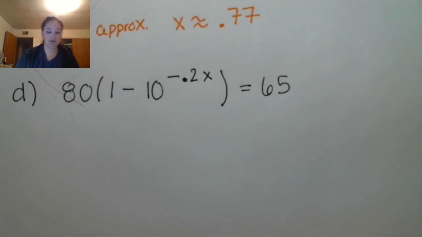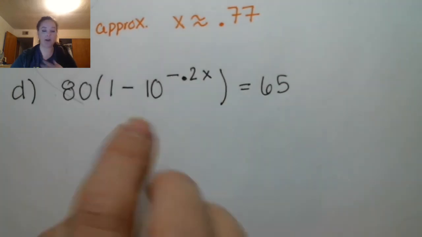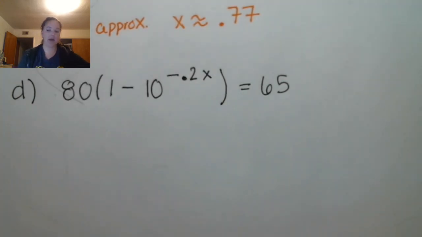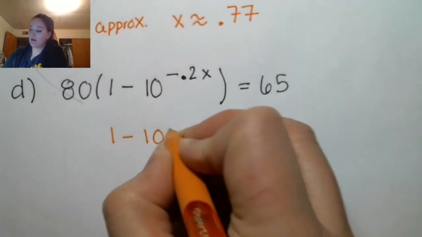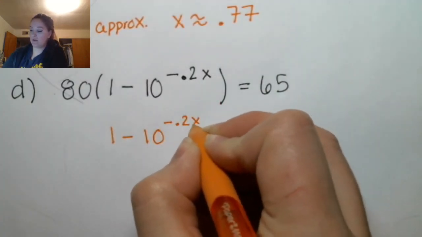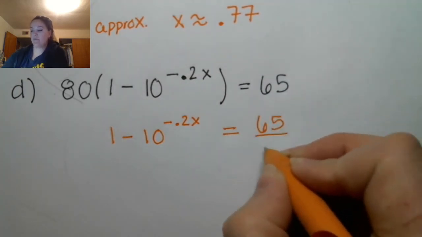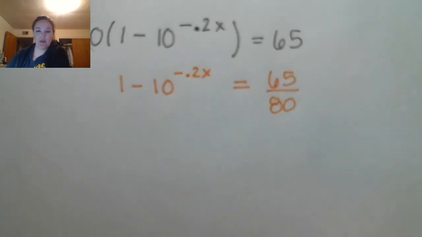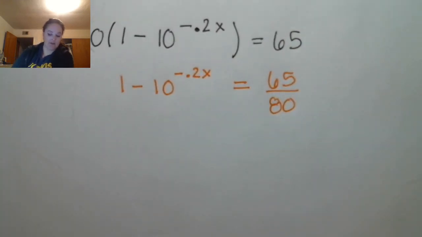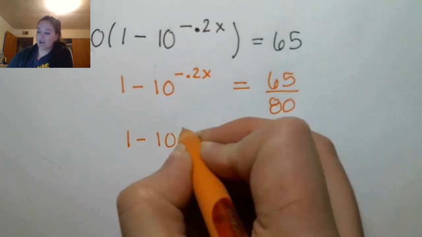So what we're going to do here is first get rid of this 80 by dividing both sides by 80. Now you can see that both 65 and 80 are obviously divisible by 5, so we're going to go ahead and simplify my fraction here.